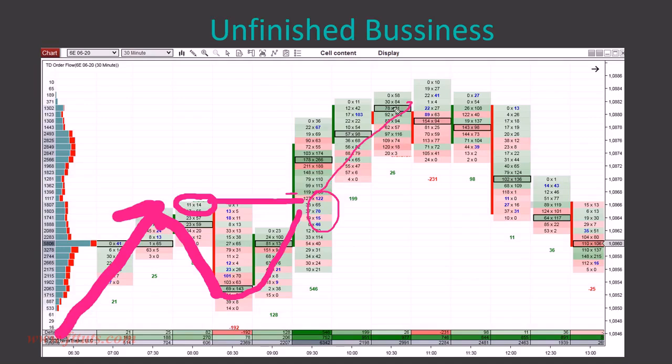I would hold it until I would see some signal to quit the trade. So the signal could be, for example, unfinished business in here, which, as you can see, worked as a magnet. It could also be the negative delta in here in this footprint.